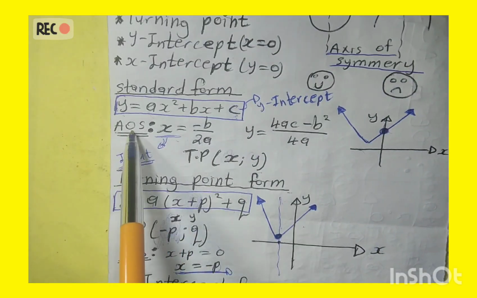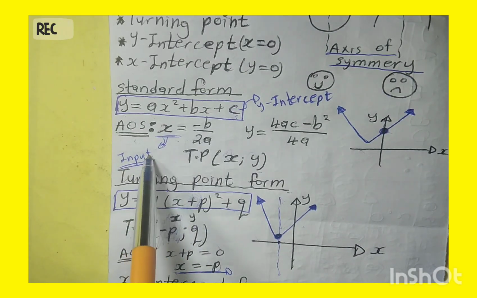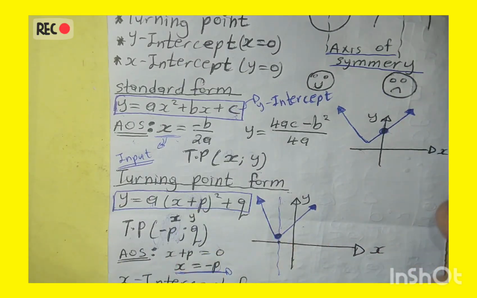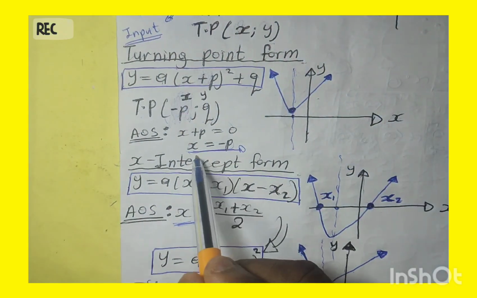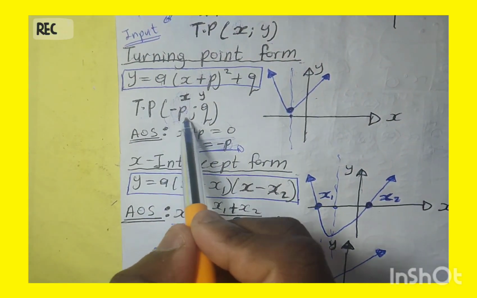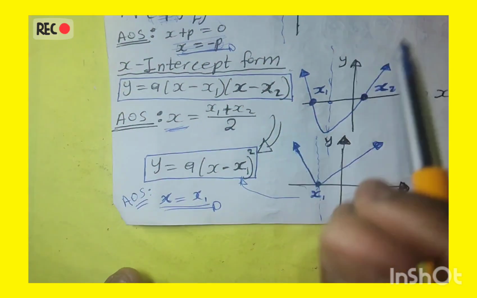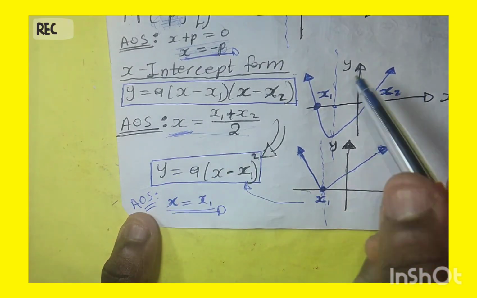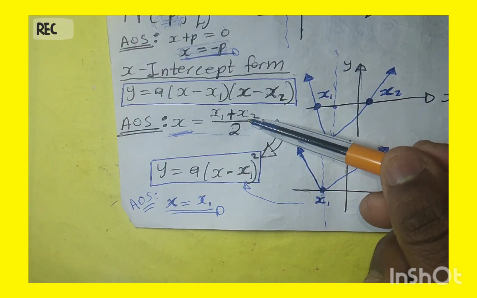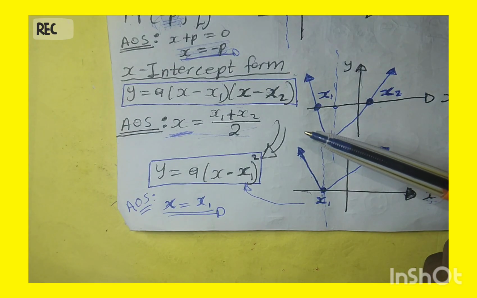These axes of symmetry also represent the x value of the turning point. Even here, this axis of symmetry also represents the x value of the turning point, even as well as this one there. These axes of symmetry will represent the x value of the turning point, meaning that there will be our input, by the way.